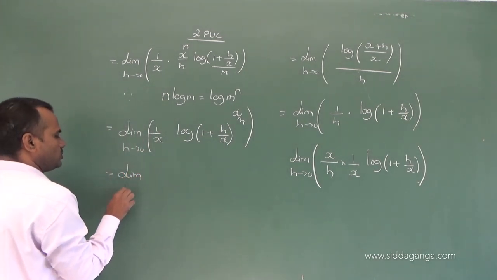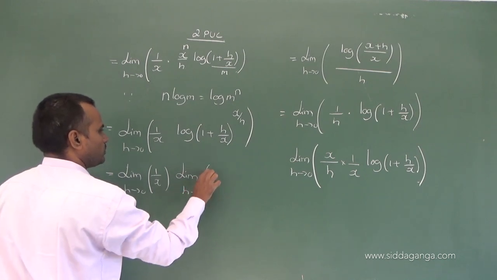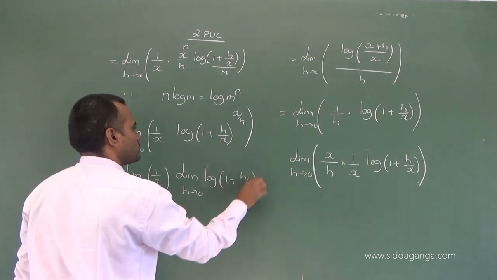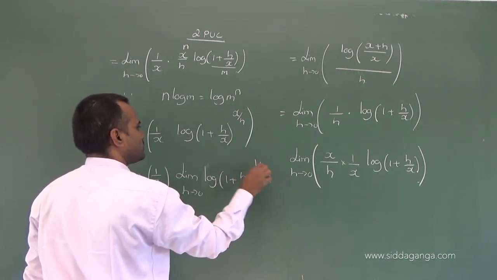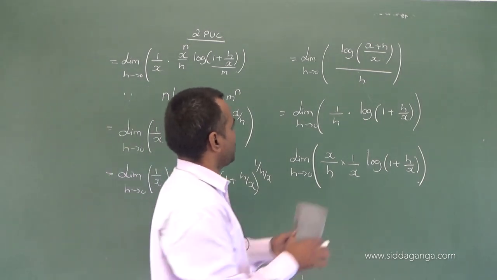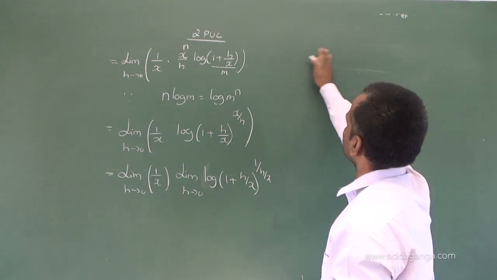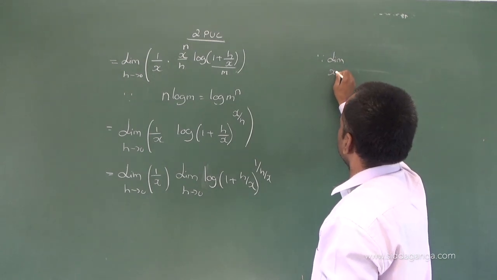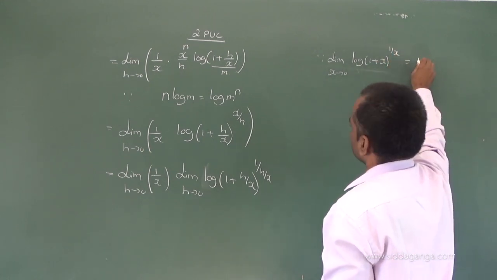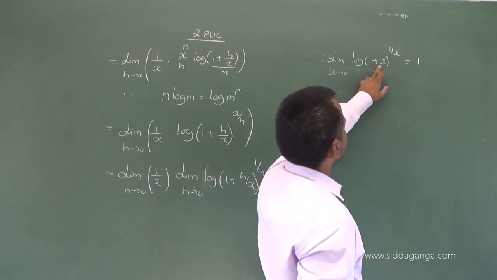Observe here, we separate into two limits: 1 by x, and the limit as h tends to 0 of log of 1 plus h by x, whole to the power 1 by h by x. Both are the same; the denominator of the denominator goes to the numerator, x by h. Nothing is affected. Why did I write like this? One more formula in limits. Since the limit as x tends to 0 of log of 1 plus x, whole to the power 1 by x, is 1. Remember this.